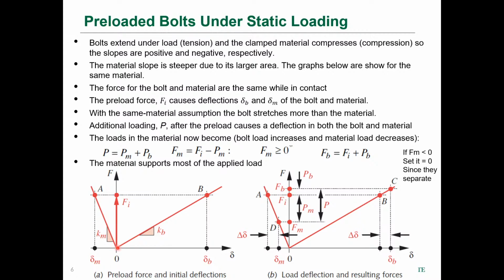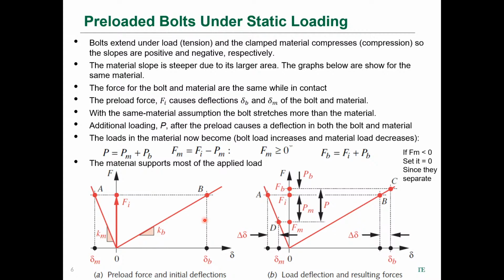All right, and when you apply a preload, that's when you first install the bolt to a specified torque, or actually a specified elongation, and we'll talk more about the details of that in a minute. Then this load that you initially apply causes a deflection in the bolt and a deflection in the material, and each one of them has its own associated stiffness, which is the force over the deflection in both cases. If you have the same material, this is what the graph looks like. This is just assuming the same material for the bolt and the material, but in practice, the material is often much softer. This is just for illustration.